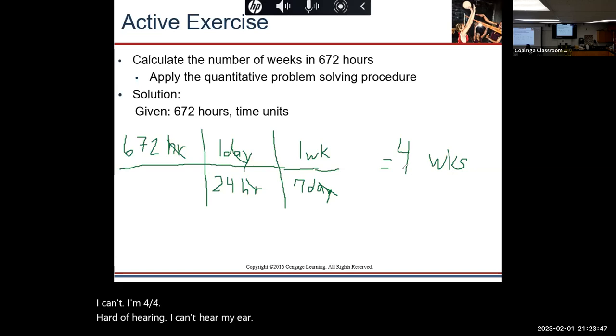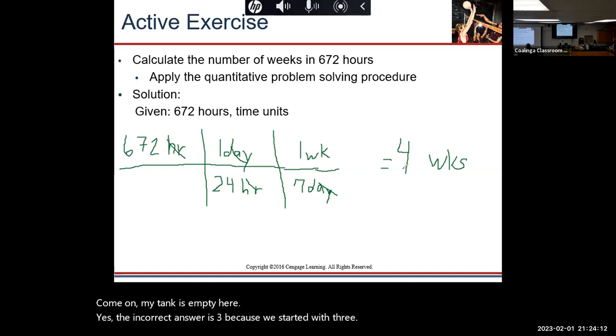Okay, questions? So, how many sig figs should this have? Are you sure? Yes, the correct answer is 3 because we started with 3.